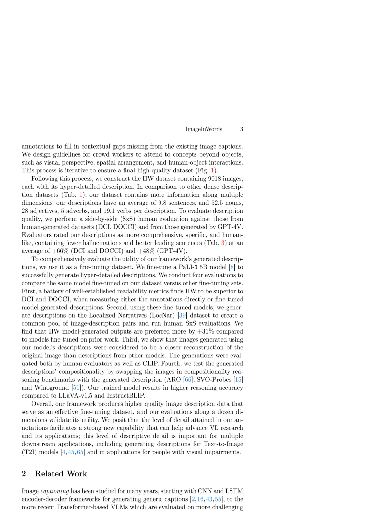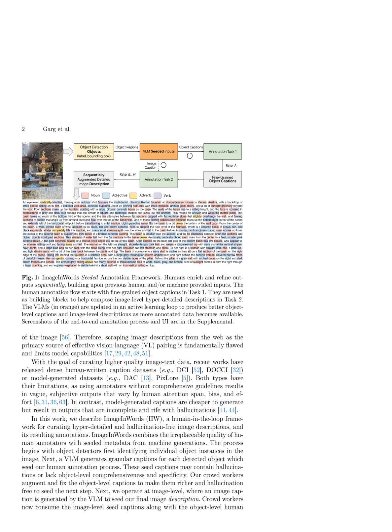The IIW dataset contains more information per description compared to other dense description datasets, with an average of 9.8 sentences and specific counts of nouns, adjectives, adverbs, and verbs per description. The IIW method also involves a human-in-the-loop framework that iteratively refines image descriptions, ensuring a final high-quality dataset.